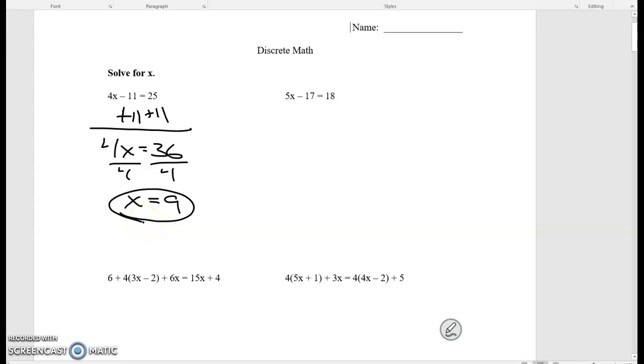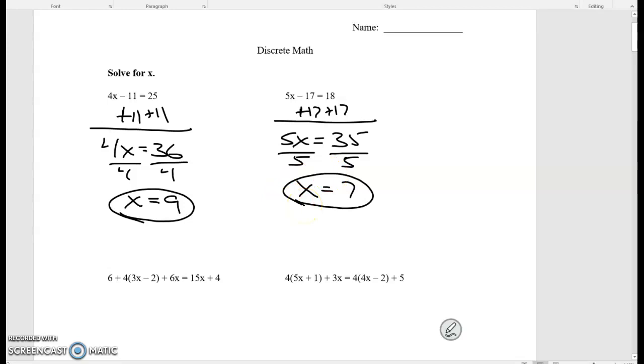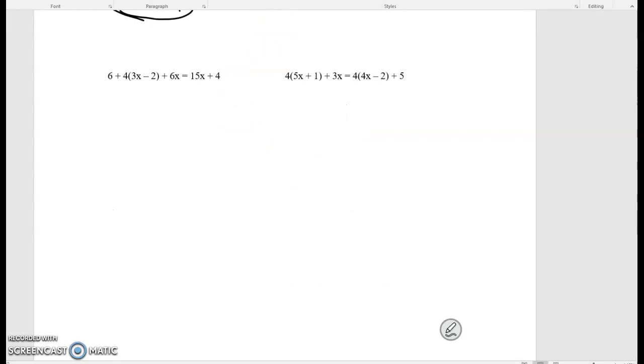Second one, same deal. I'm going to add 17 to both sides. My 5x equals now 35. And I divide by 5, I divide by 5, and my x equals 7. And these can be checked very quickly. 4 times 9 is 36, 36 minus 11 is 25. 5 times 7 is 35, 35 minus 17 is 18. So I know I must be right.